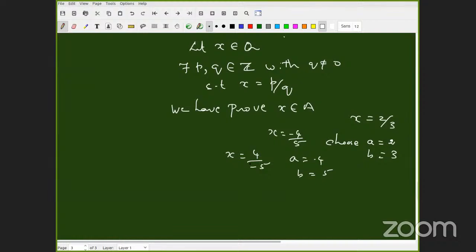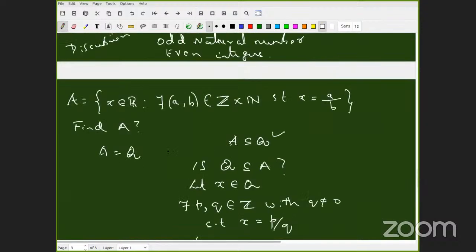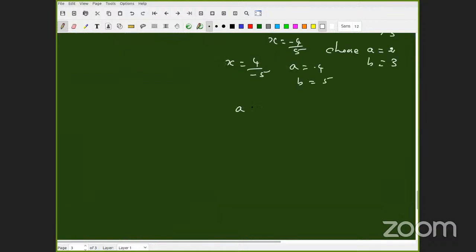Yes, sir. So think carefully. Somebody is ready with the answer. Who is it? Yeah, Rahul. Okay. Rahul, yes. So a equal to 4 and b equal to -5. That's not allowed, no. See, that's what you are not understanding. b should be a natural number. If you take a equal to 4 and b equal to -5, then it is wrong.